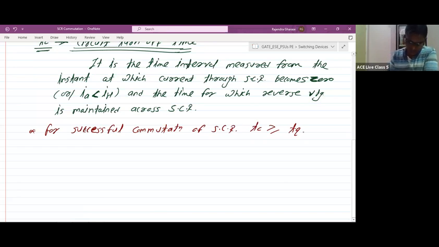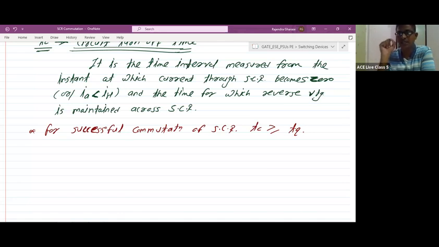So how to turn off the SCR? We have discussed. First of all, we need to reduce the anode current value below the holding current value. Second, we need to maintain the reverse voltage across the SCR for the time TC that should be greater than or equal to TQ. Next, we have two types of commutation methods. First one is natural commutation. Second one is forced commutation. In forced commutation, again we have three types: load commutation, voltage commutation, and current commutation. One by one we are going to discuss.